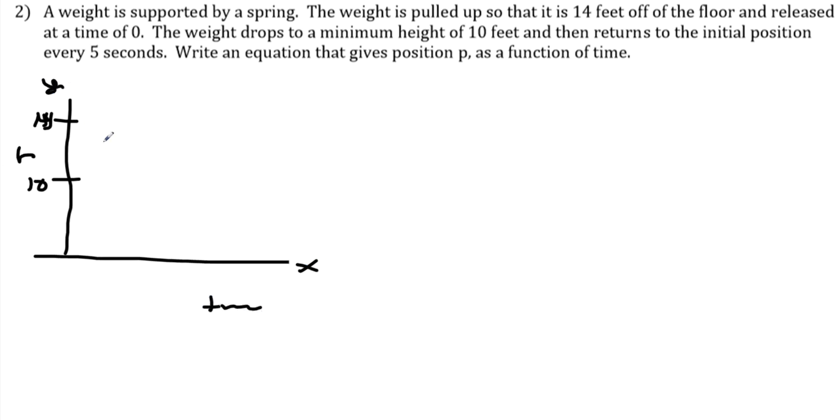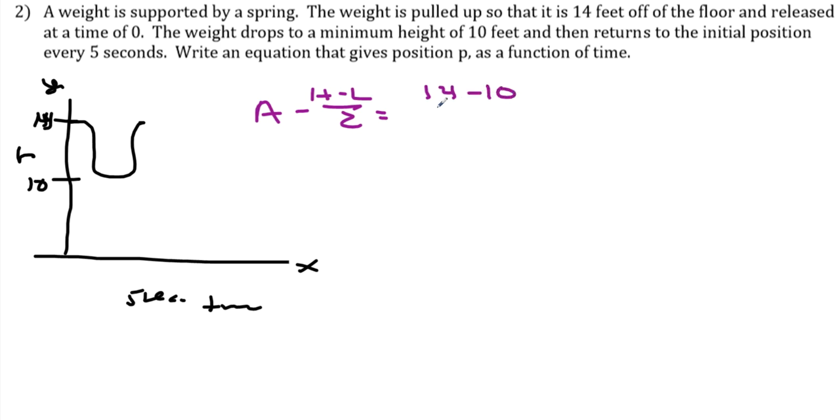Okay? So we drop it, it bounces back up, goes up again, and does the same thing over again, but this is going to be 5 seconds. You don't have to sketch the graph, but sometimes I find it rather useful. First things first, amplitude is high minus low over 2. High is 14, low is 10, so that's 4 over 2, which is equal to 2. And again, we start at high, so we know we're cosine.